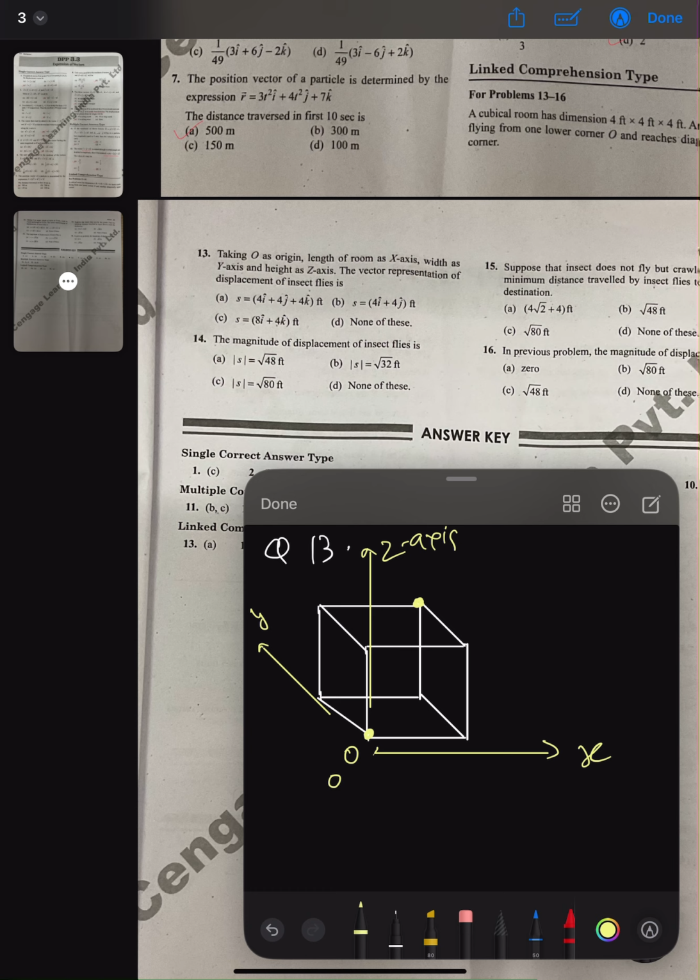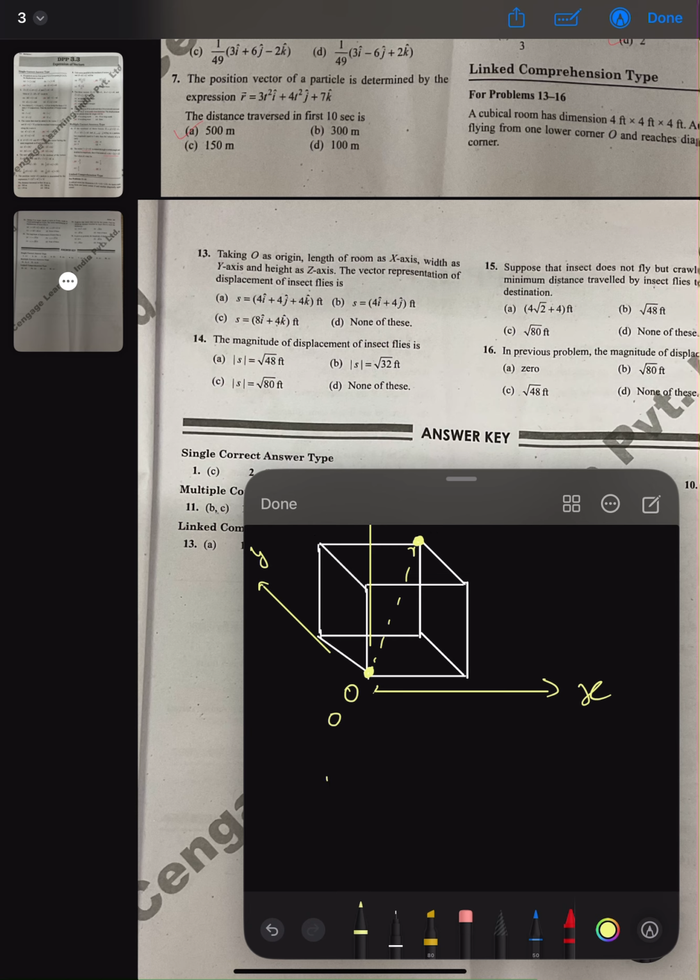So vector representation of the displacement of the insect. Let's say the insect has moved. If we take the diagonal, the insect has moved on x-axis 4 feet, then on y it has moved 4, and then on z it has moved 4. So displacement will be simple: 4i cap plus 4j cap plus 4k cap.